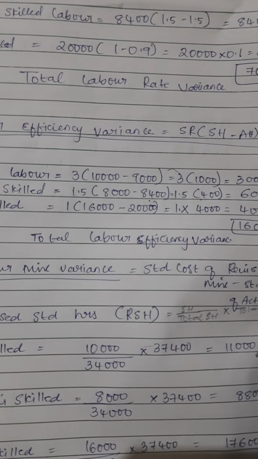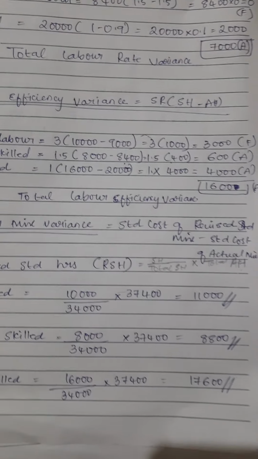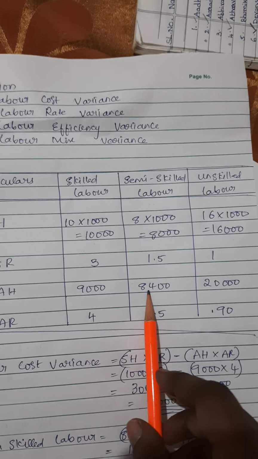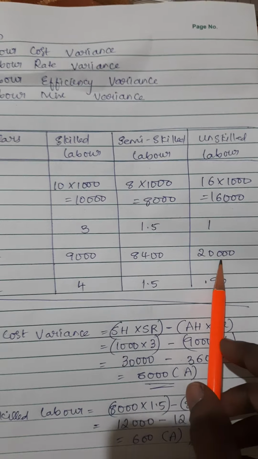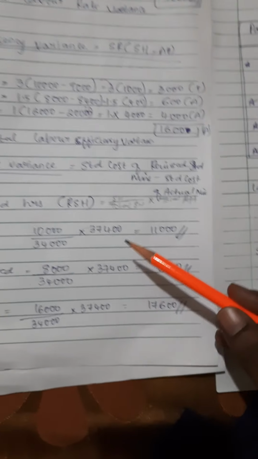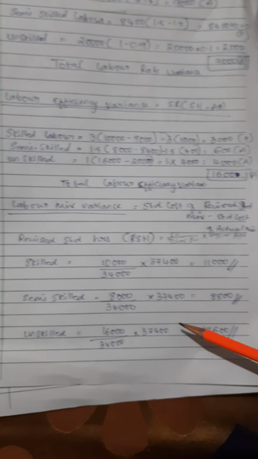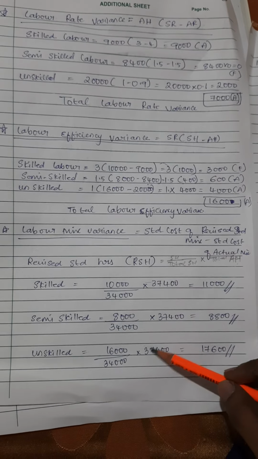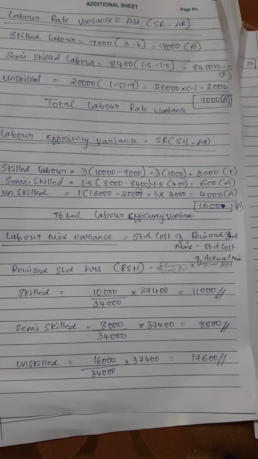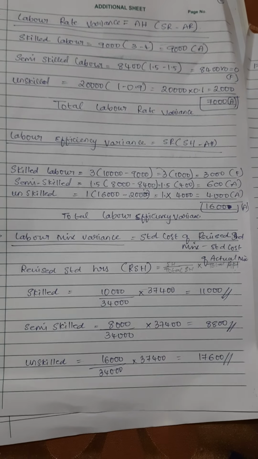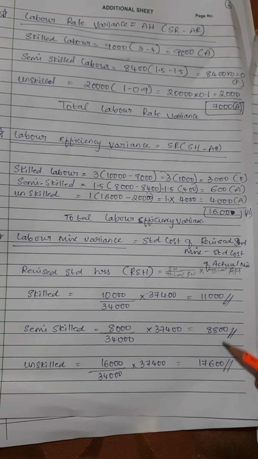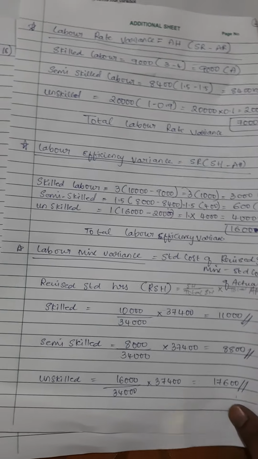So what is total actual hour? Actual hour is given. Total actual hour is 9,000 plus 8,400 plus 20,000. You will get 34,500. Okay, so that's what is calculated. Revised standard hour, that is for skilled, semi-skilled and unskilled: one is 10,000 by 34,000 into 37,400. Then this and this, you will get the answer for revised standard hour.